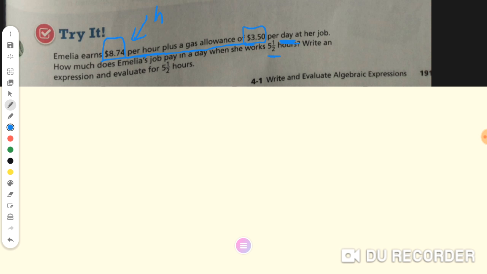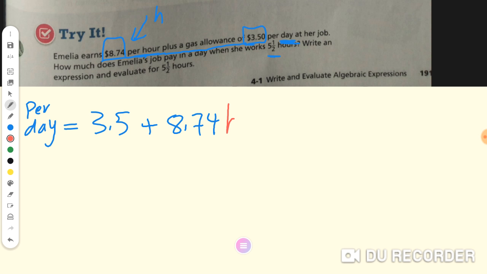So I can call it H, the number of hours. The total amount she will get: each day she gets a fixed number. So per day she earns the fixed number, 3.5. Always she takes it each day, whatever time she works. So plus the number of hours she worked multiplied by the cost per hour, which is 8.74, and the number of hours is what? H. So we can call the number of hours H.